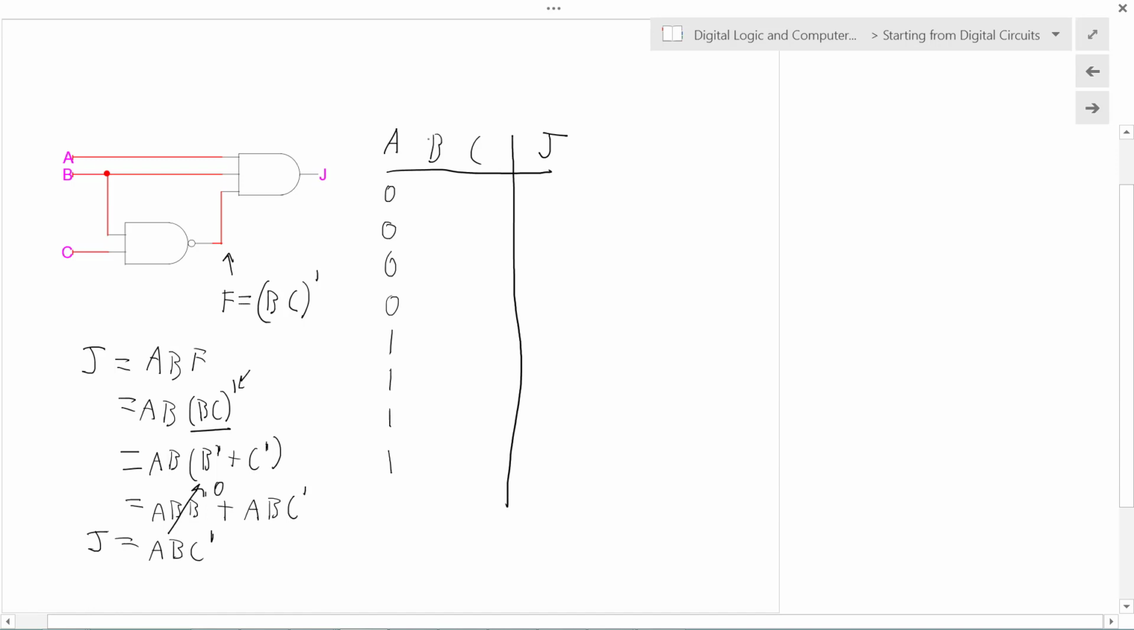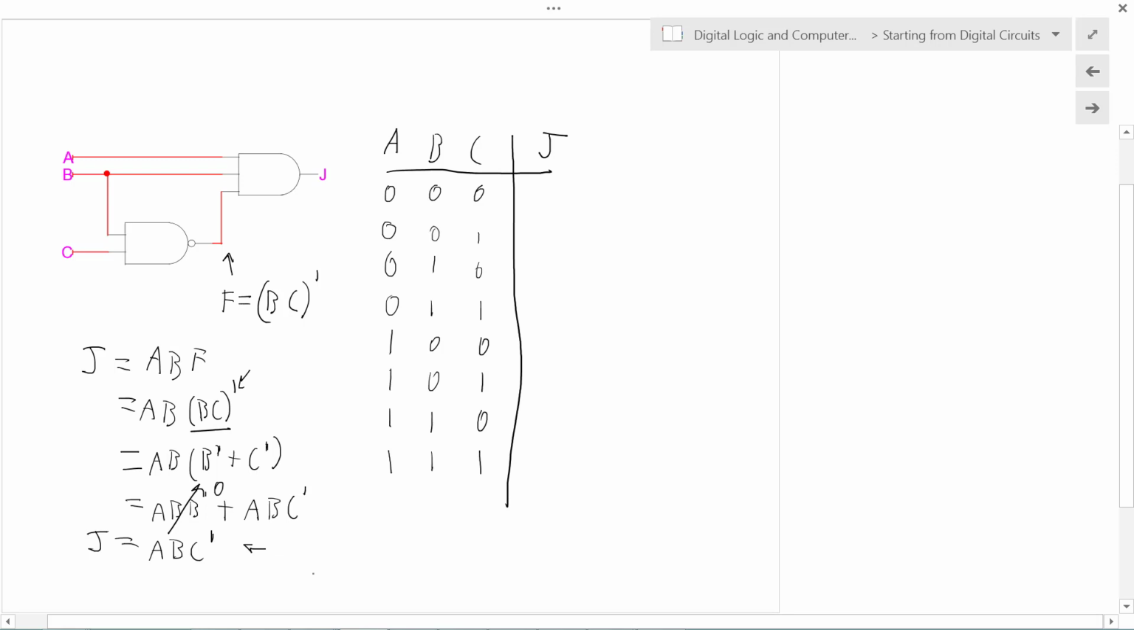So 4 zeros and 4 ones for A, 2 zeros, 2 ones, 2 zeros, 2 ones for B, and then alternating 0, 1, 0, 1 ad nauseum for C. And we have all our input combinations. Note that J is only equal to 1 for this one term here where A is equal to 1, B is equal to 1, and C is equal to 0.